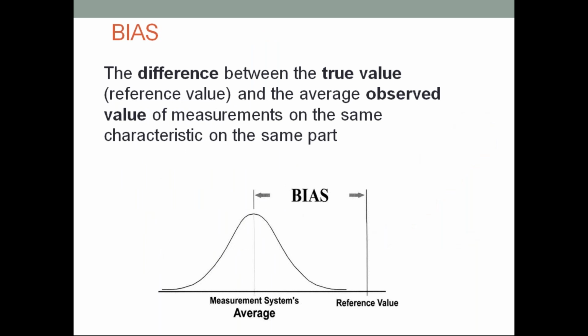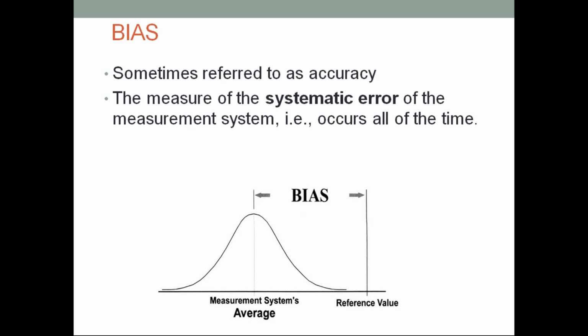We also look at bias, and that's the difference between a true value and the average observed value of measurements of the same characteristic on the part, sometimes referred to as accuracy. It is the measure of the systemic error of the measurement system as it occurs all of the time.